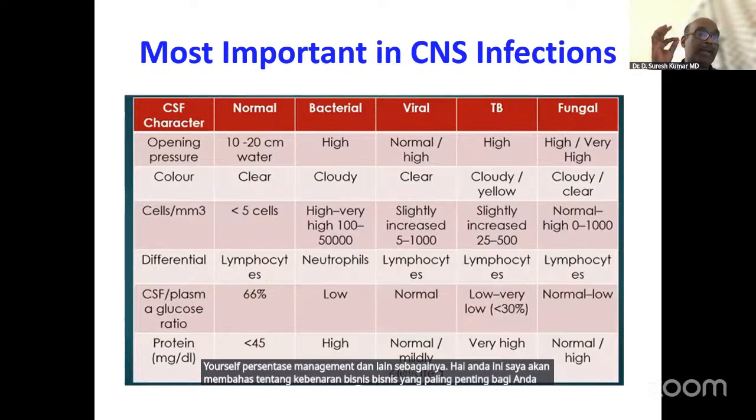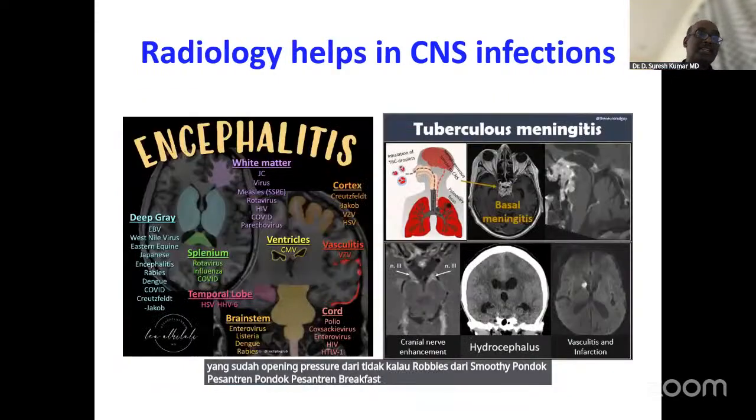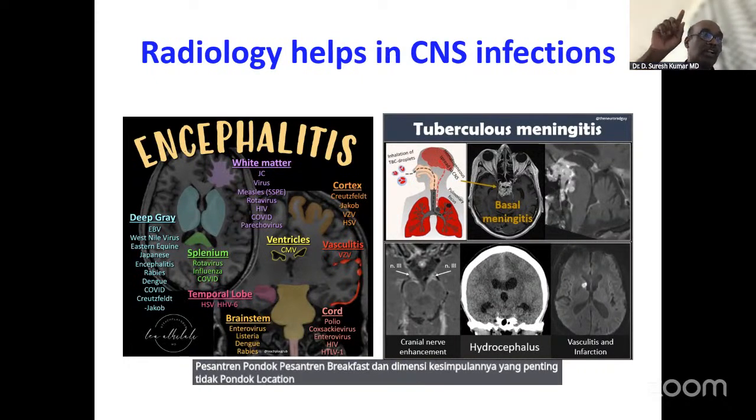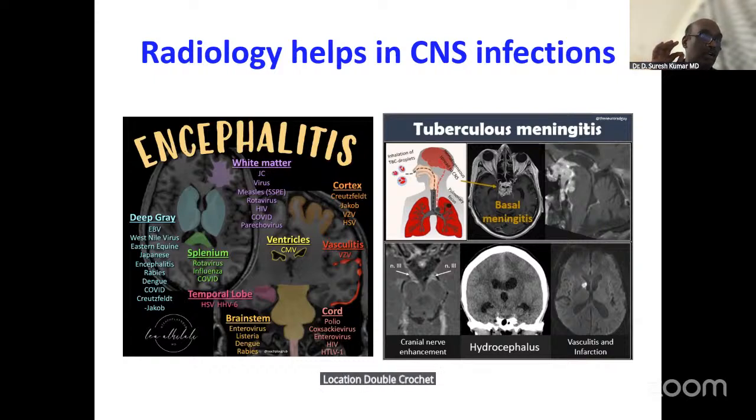Always measure the opening pressure. That is also going to help. See the color of the CSF, that is more important. Measure the corresponding blood sugar. Whenever you do the CSF, the corresponding blood sugar also needs to be measured. That's more important. And imaging is more important in encephalitis, except TB. In TB, we can see some meningitis changes, basal enhancements. But depending upon the location, Dr. Arvind clearly told what the viruses are that we need to think about. What are all the viruses?